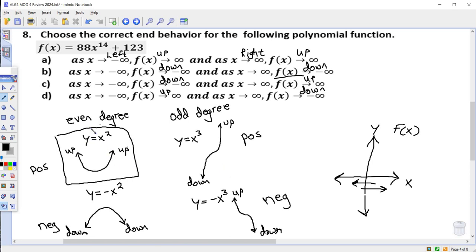So all even degree, that's the exponent. Don't mix up the degree and the coefficient. Even degree positive polynomials do the same thing. They go up and up at the end. So x squared, x to the 4, x to the 8, x to the 12, x to the 14, like we go here. Those all, with a positive coefficient, go up and up. If it was a negative, it goes down and down.